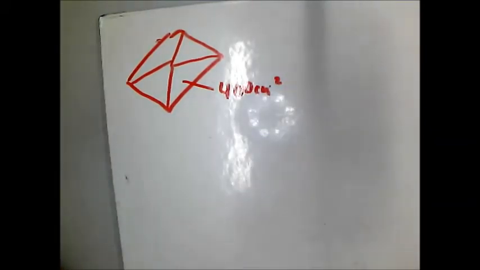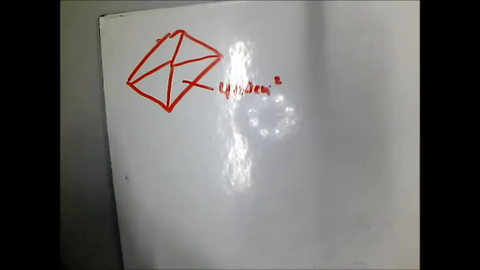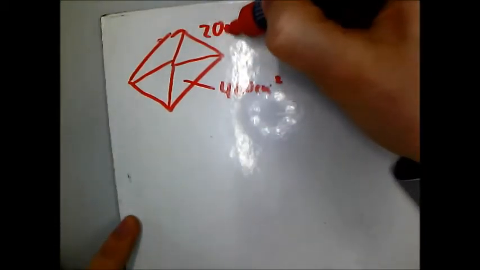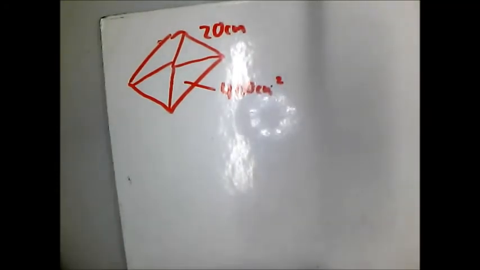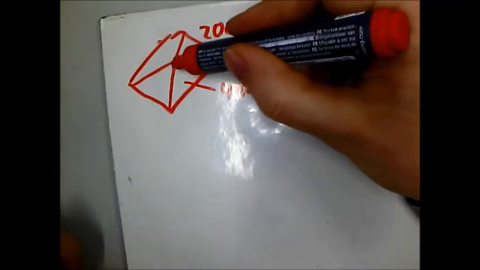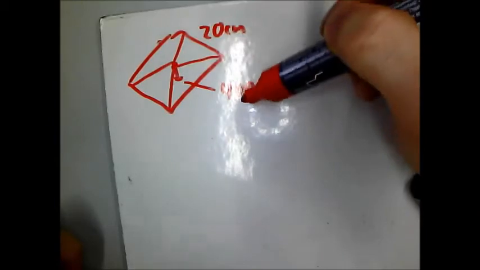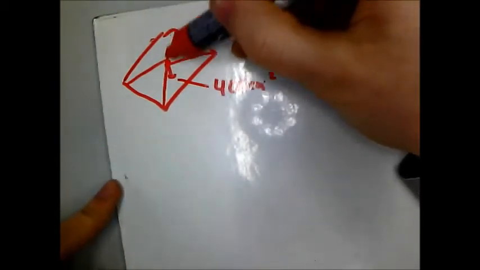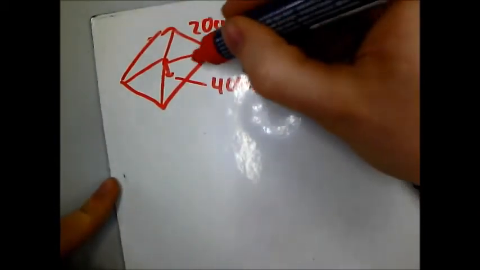So the first thing I'm going to do is work out the square root of this to work out what each length is. So the square root of 400 is 20. So each side is 20 centimetres. Now, I want to know the height of this pyramid, and I know these side lengths are 25 centimetres from the question.